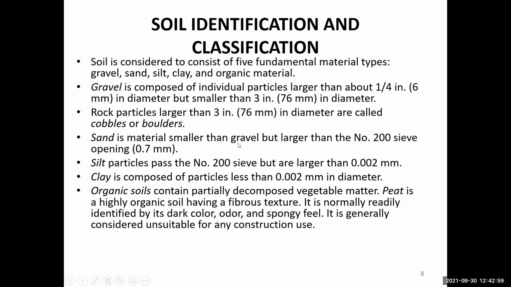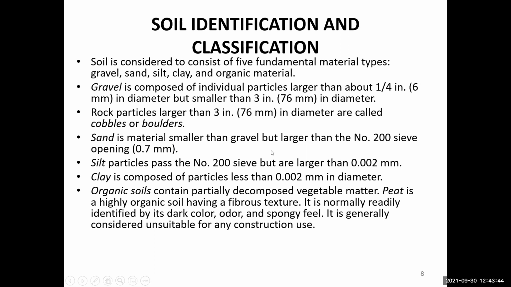Sand is a material smaller than gravel, but larger than number 200 sieve opening. Number 200 sieve opening is a designation for the sieve opening with a size of 0.7 millimeter. So the sand is between 0.7 to 6 millimeter particles. Smaller than the sand particles are the silt particles. Silt particles pass the number 200 sieve but are larger than 0.002 millimeter. That means silt particles are smaller than 0.7 millimeter. So now you can see that the particle sizes are becoming very small, but they are still larger than 0.002 millimeter.